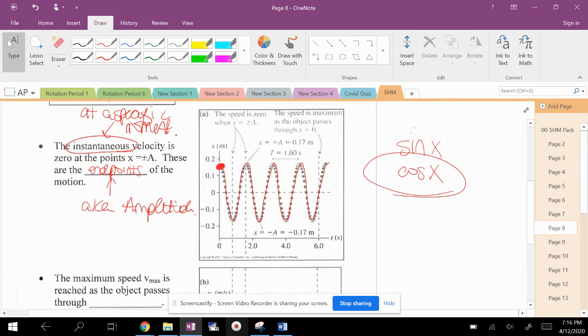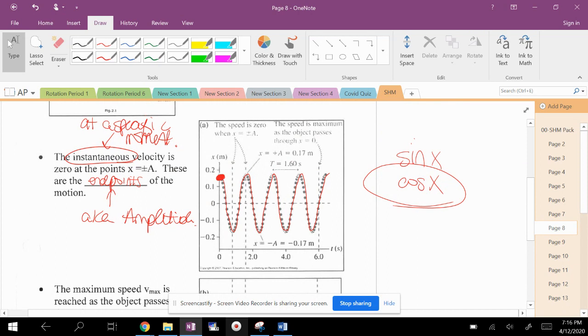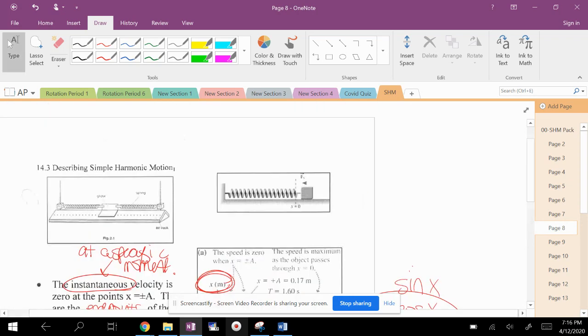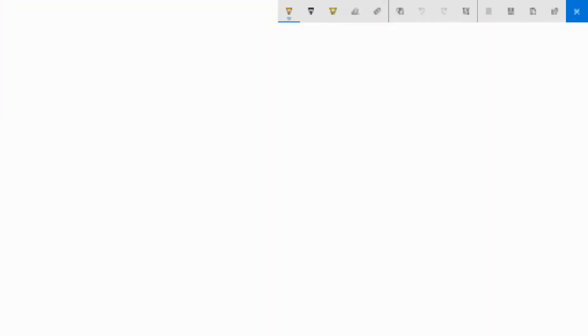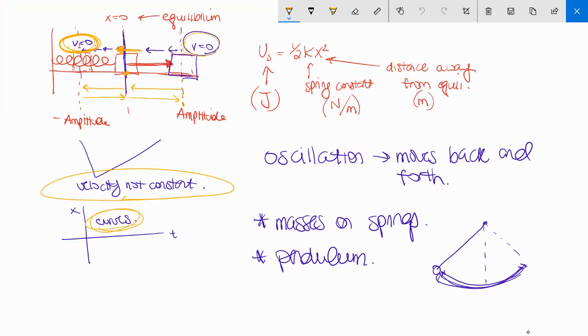Okay. So this is a position time graph. And this point means that the block has been starting when the block is here. So we're going to say this is the starting point of my cycle. Then it's going to go back and forth, back and forth, back and forth.